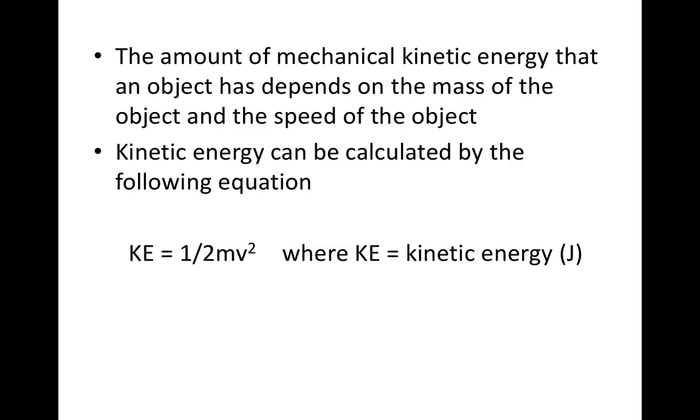So kinetic energy equals 1/2 mass times velocity squared, where KE equals kinetic energy, m equals mass in kilograms, and v equals speed in meters per second. Because speed is squared, speed has a greater impact on kinetic energy than mass. But both of them are being multiplied together. So if you increase one, you increase kinetic energy.